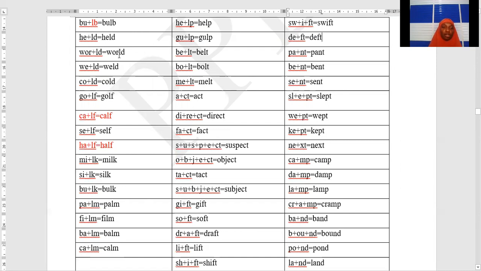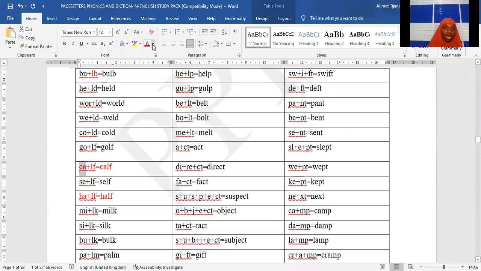The R there, you try to recognize it in your articulation. Then this is word, no R. Cold, golf, calf, okay? So here is just calf, not the L sound. The letter L there is silent. So it's calf, silent L, right? Then we have self.